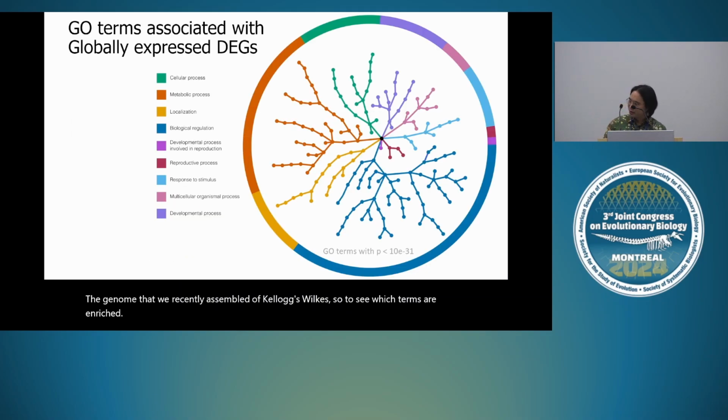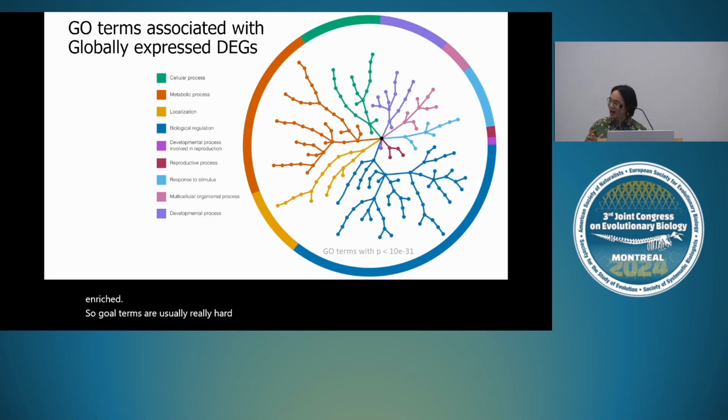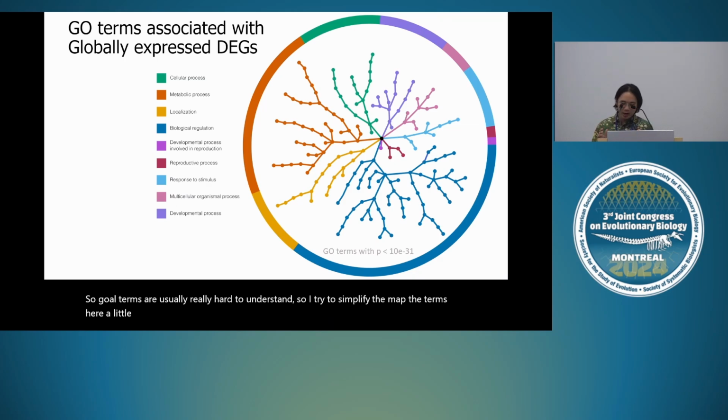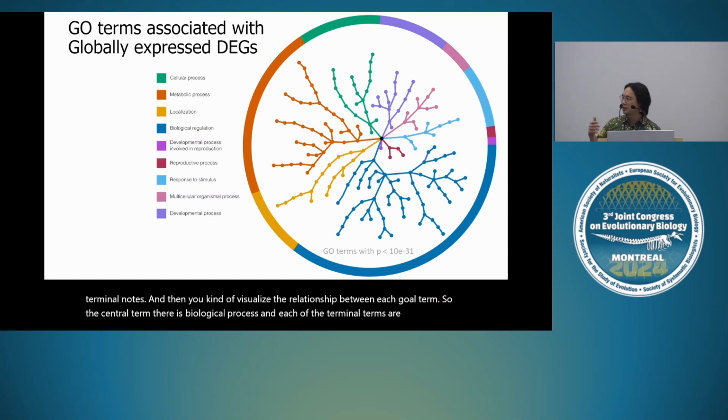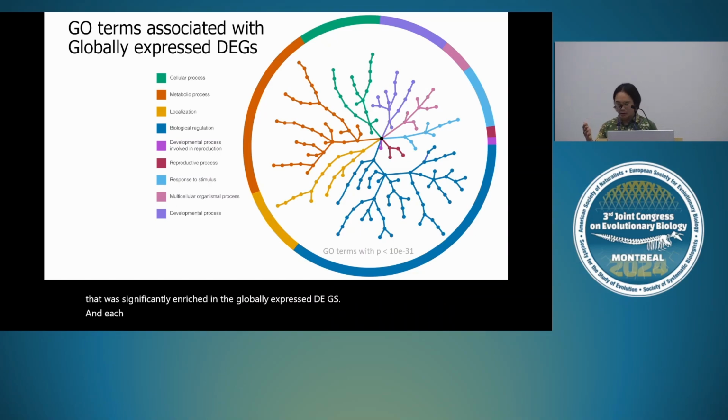GO terms are usually really hard to understand, so I tried to simplify the terms here a little bit. This plot shows only the very significantly enriched terms as terminal nodes, and it visualizes the relationship between each GO term. The central term there is biological process, and each of the terminal terms is a GO term that was significantly enriched in the globally shared DEGs. And each color represents a subcategory of GO terms.